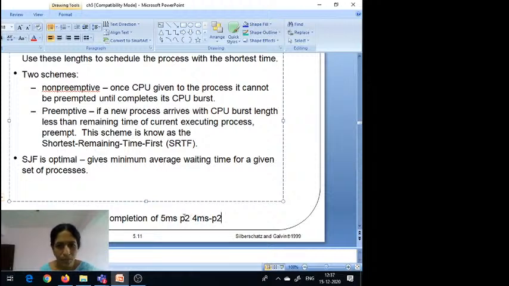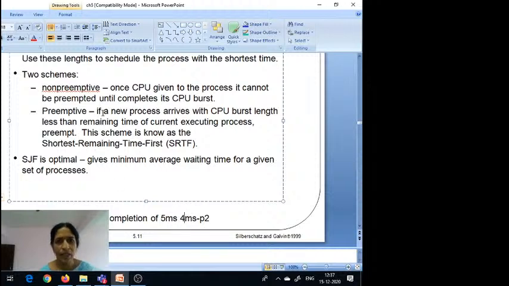So after completion of 5 milliseconds, the P2 process enters into the CPU, with a burst time of 4 milliseconds. So now compare this 4 milliseconds with this 5 milliseconds. Automatically, this 4 milliseconds is less than this 5 milliseconds.